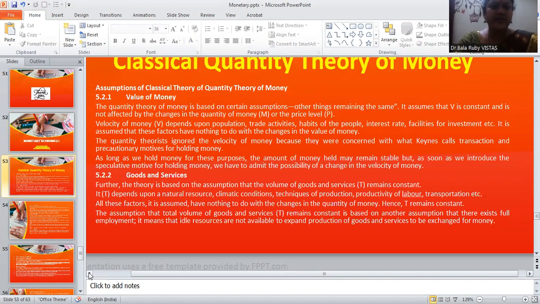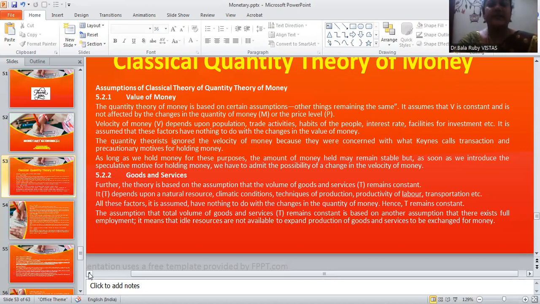Then the second assumption is goods and services. Further, these theories assume that the volume of goods and services, that is T, remains constant. This is the second assumption. The T value, the volume of goods and services, normally depends on natural resources, climate conditions, the techniques used in the production process, the productivity of labor, as well as transportation. All these factors are assumed to have nothing to do with changes in the quantity of money.